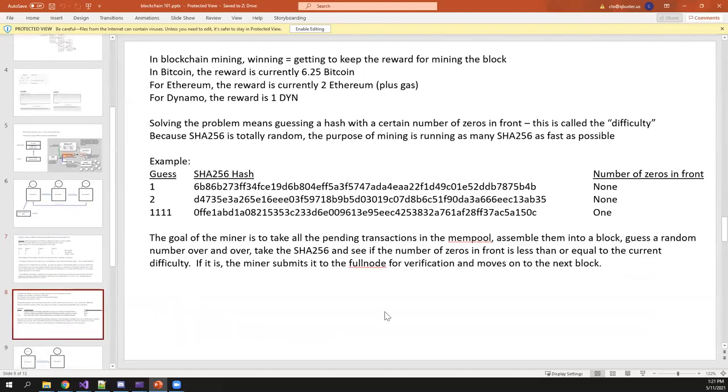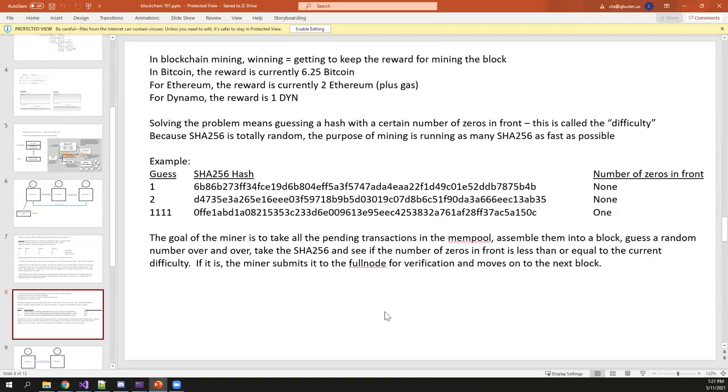So, in blockchain mining, winning means you get the reward, right? For Bitcoin, it's 6.25 Bitcoin. For Ethereum, it's 2. For Dynamo, I set it at 1 Dynamo, right? So whoever solves the problem first gets 2 Ethereum. And then in the next 13 seconds, somebody else solves it, and somebody else solves it, and it keeps on going like that.